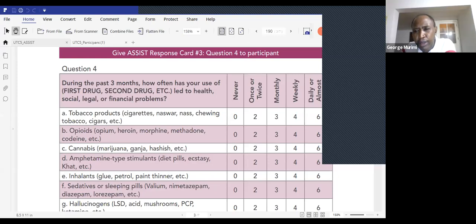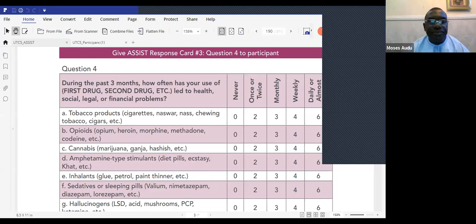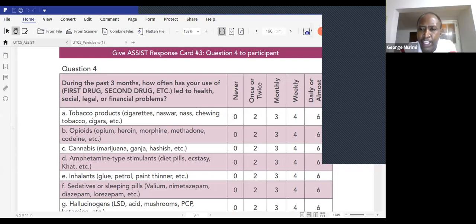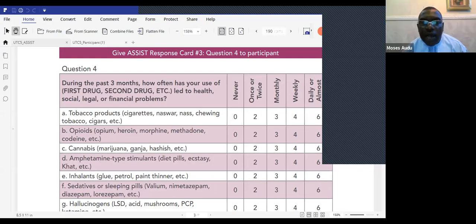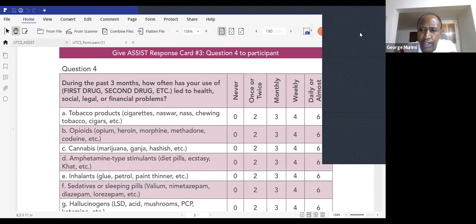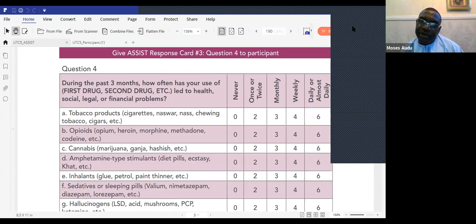Yes, I have a chest problem, and I think the doctor says it is related to my smoking. Health, yes. Social, legal, or financial problems? Health problems related to tobacco. Okay, how often? I think it's been recurrent for the last 1 month. It's been continuous. And what does that mean? Is it monthly, weekly, or would you say it's a daily thing?